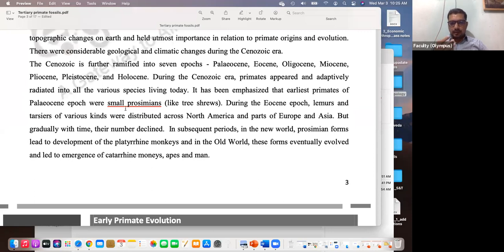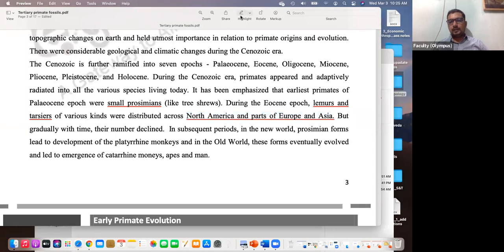So primate-like life had begun there. During the Eocene epoch, we started seeing lemurs and tarsiers. So these types of living forms showed up in the Eocene epoch. Prosimians, lemurs, and tarsiers were found mostly in North America, parts of Europe, and Asia, is where their presence has been noticed.